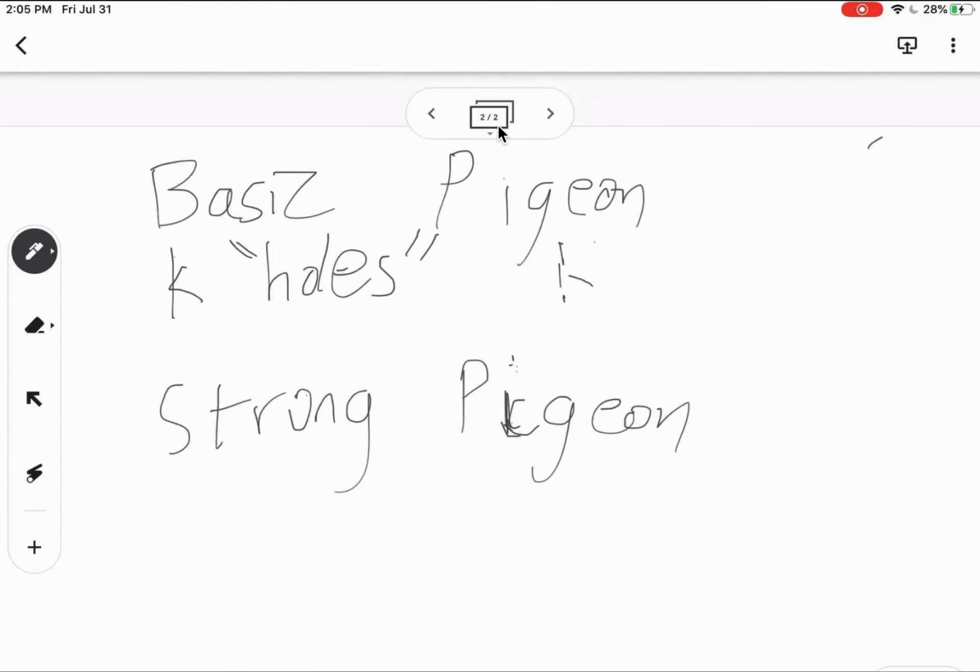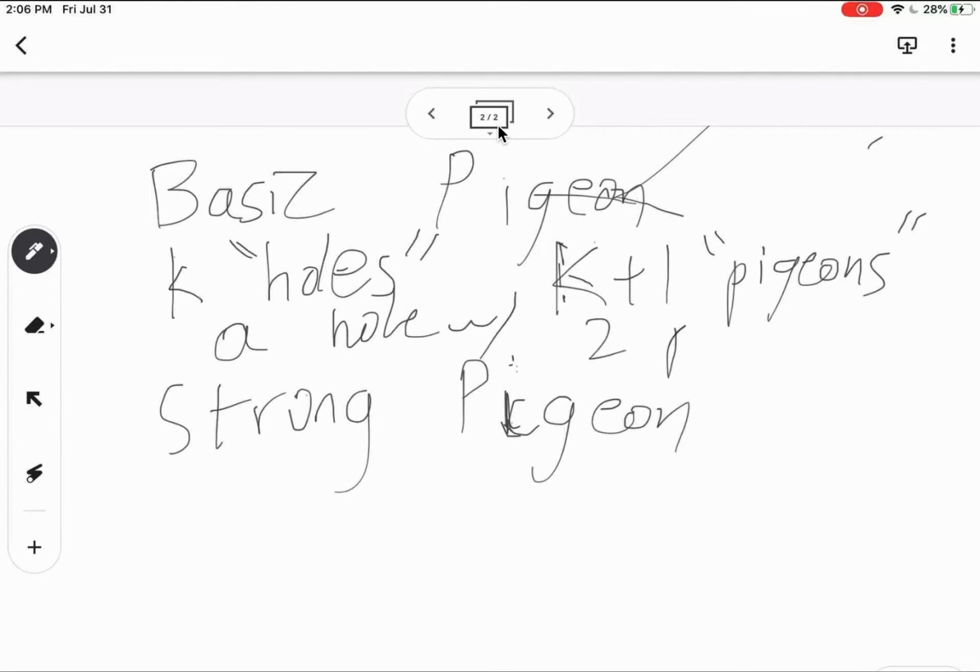Okay. So if you have K holes, and for some reason we use the term hole instead of boxes in pigeonhole, and K plus 1 pigeons, then there is one box, a hole, with two pigeons, right? That's what basic pigeonhole is.